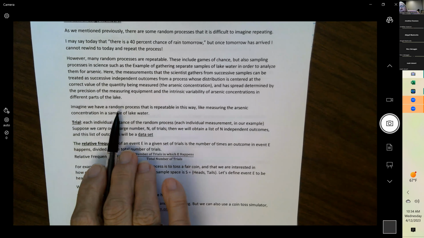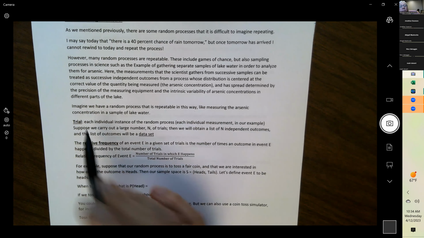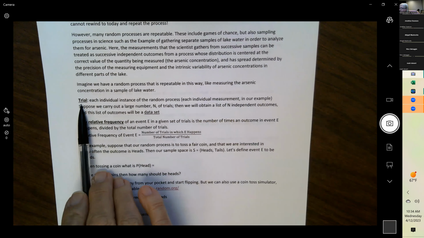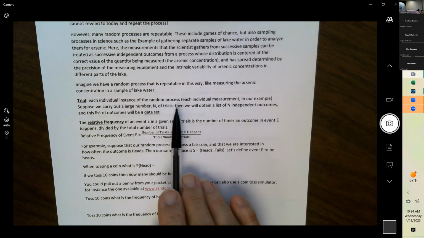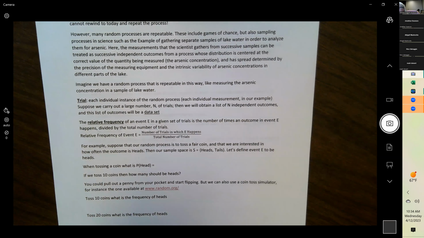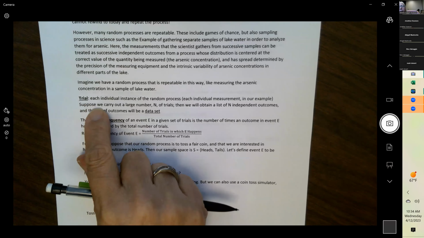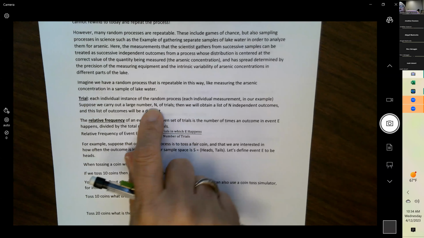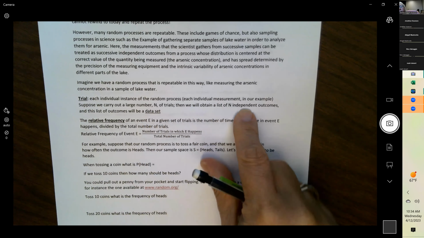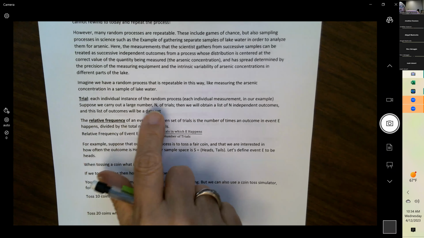Imagine we have a random process that is repeated in this way, like measuring the arsenic. A trial is each individual instance of the random process. So each vial that has the water in it, each one of those is a trial. And then you get a large number of them. Each one is independent of the other. And that's your data set.